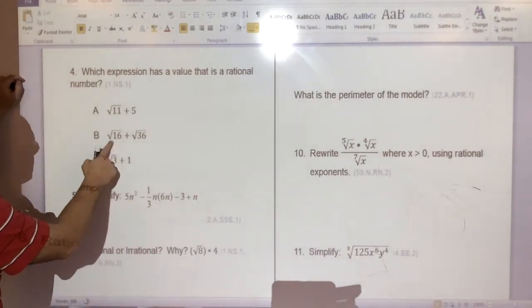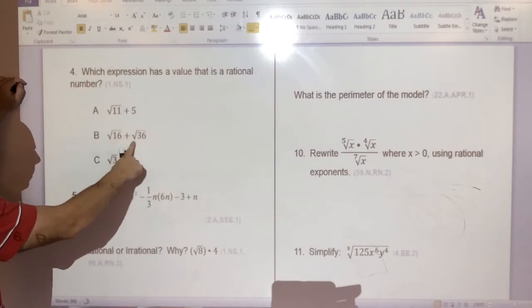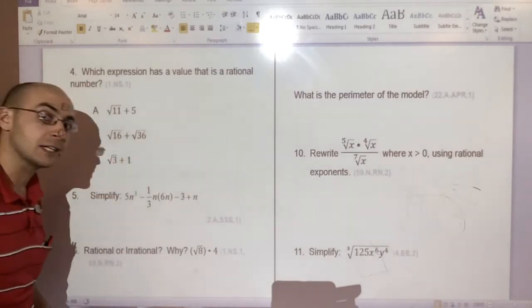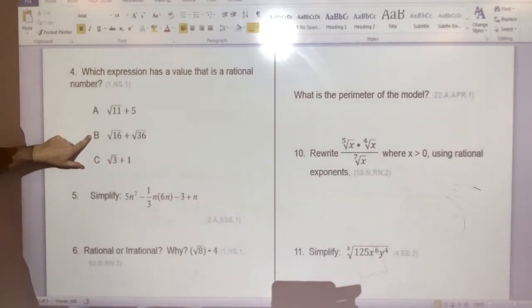Okay. Which expression is rational? What's rational is going to be something that I can actually break down. So root 16 and root 36 is actually 4 plus 6. 4 plus 6 is 10, which is very rational. So this is going to be my answer here.